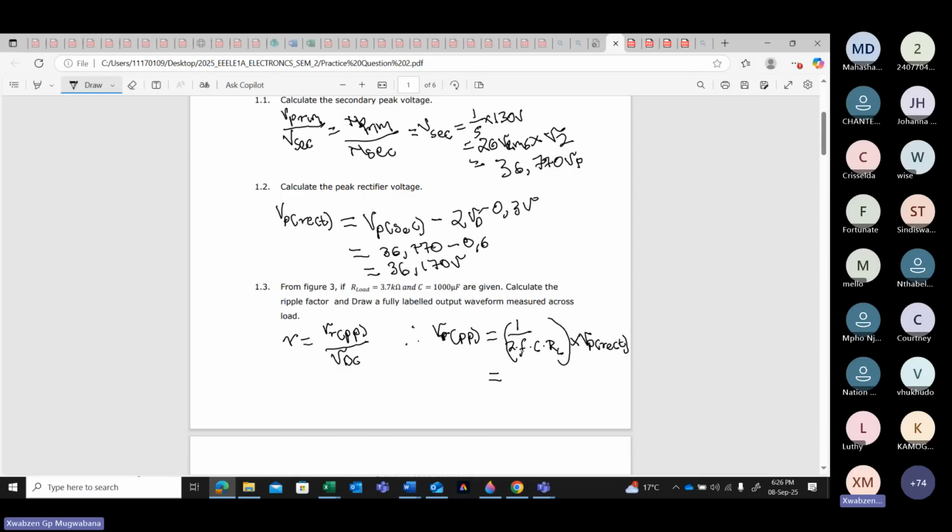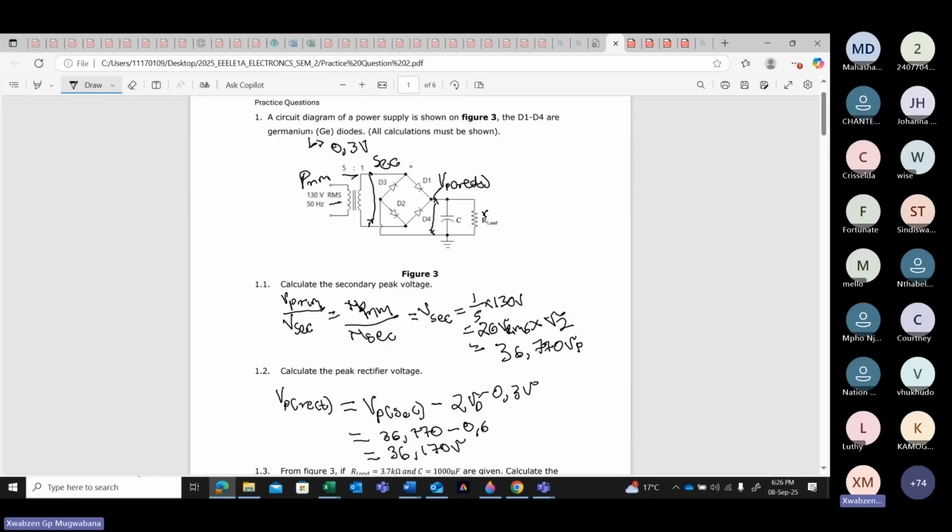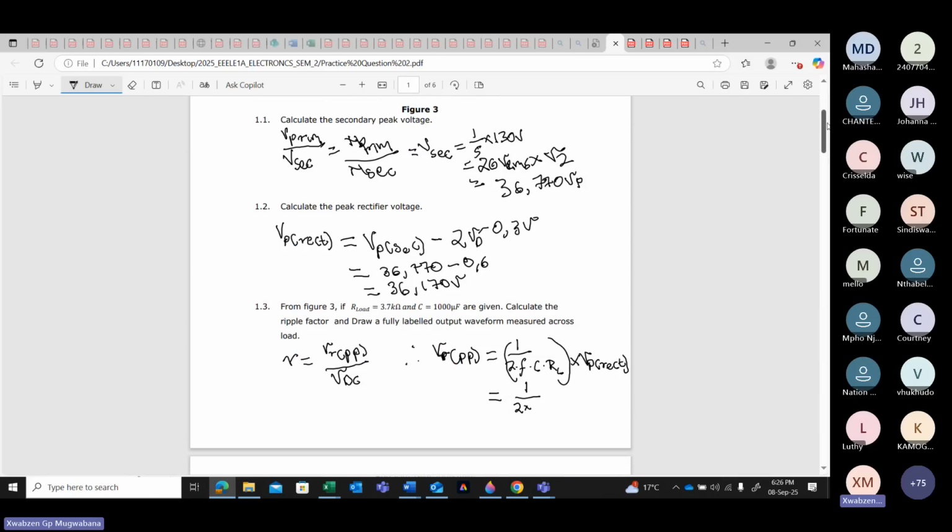You will see that I'm going to substitute and say 1 divided by 2 times, what is your frequency? If you go back to your circuit, your frequency is 50 hertz. Now here, I must multiply this by 50, multiplied by, what is your capacitance value? This is your capacitance value, which is your 1000 microfarad.